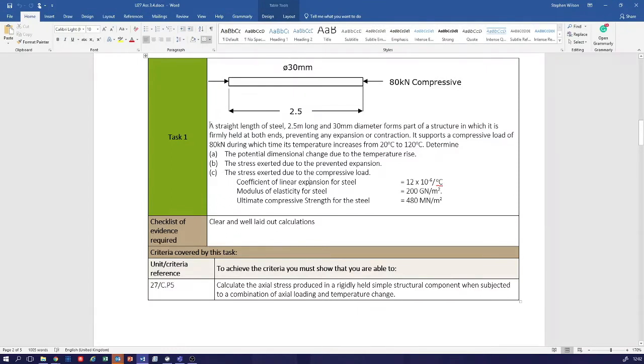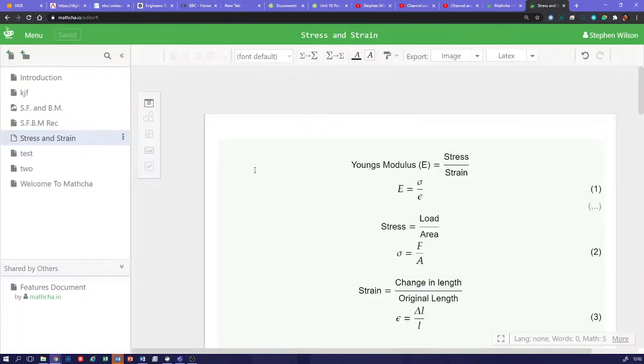So how do we unpack this? Well, it's going back to our old friends stress and strain. So you may remember that we've got three equations for that. We've got Young's modulus equals stress over strain, and Young's modulus is represented by a big E, and stress is a sigma, little sigma, and strain is little epsilon. And then we've got stress equals load over area, so load is a force, so F over A, and strain is a change in length divided by the original length, and you'll see that as delta L.